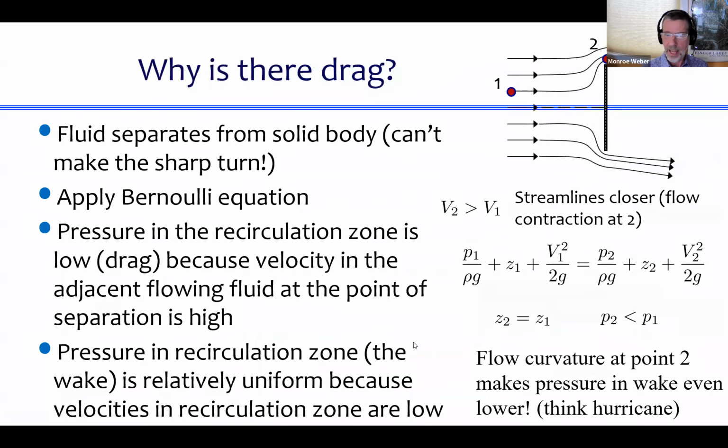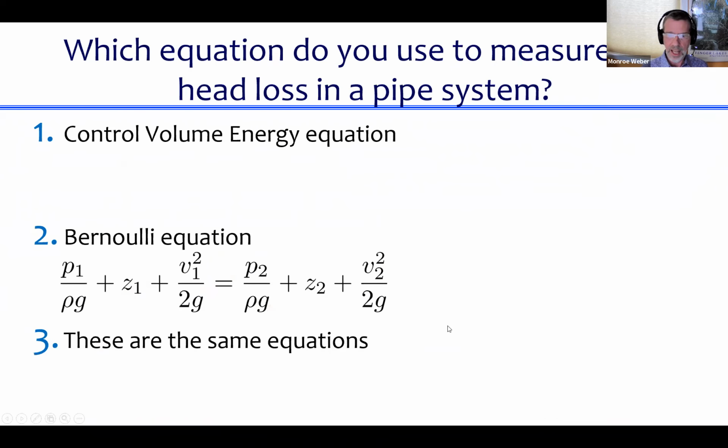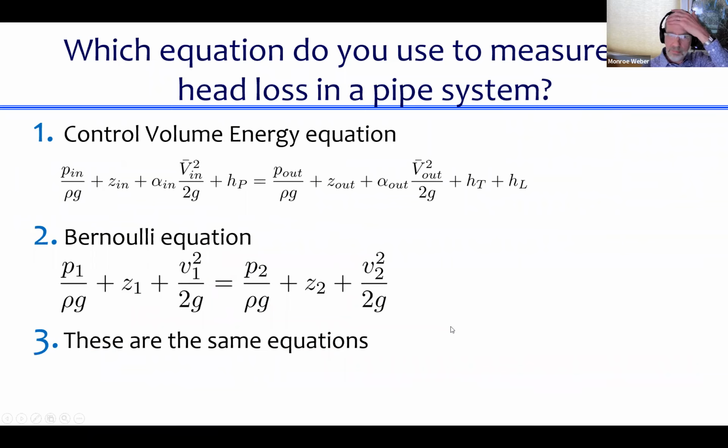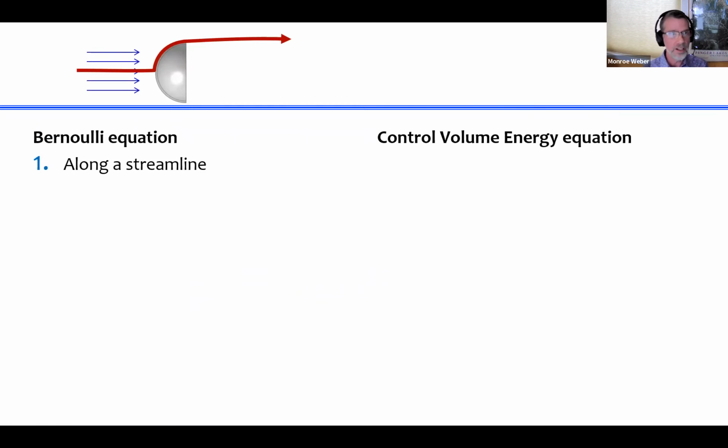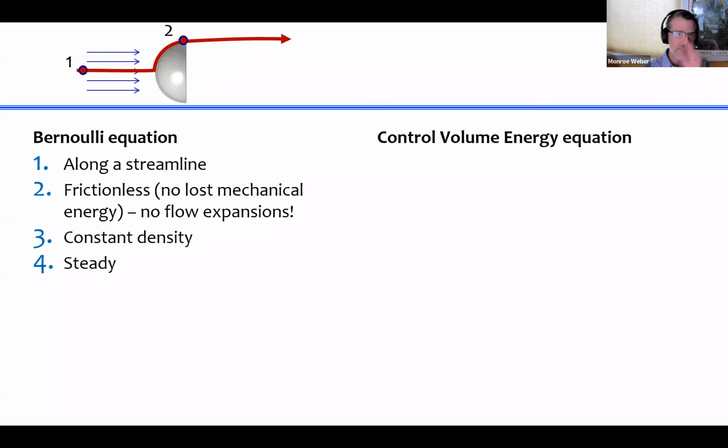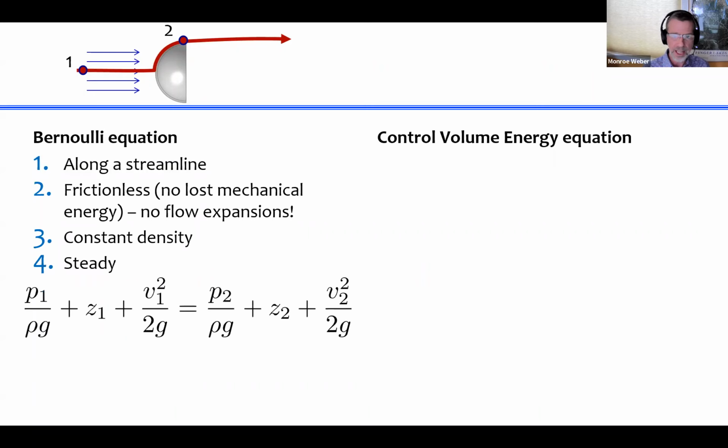The other thing that I ended up doing is I realized that these two equations are confusing. So let me go through those two equations again, the Bernoulli and the control volume energy equation. So the Bernoulli equation is along a streamline. So anywhere along a streamline, we can take two points and can figure out what changes based on the fact that the Bernoulli equation is true between those two points, with all those caveats.